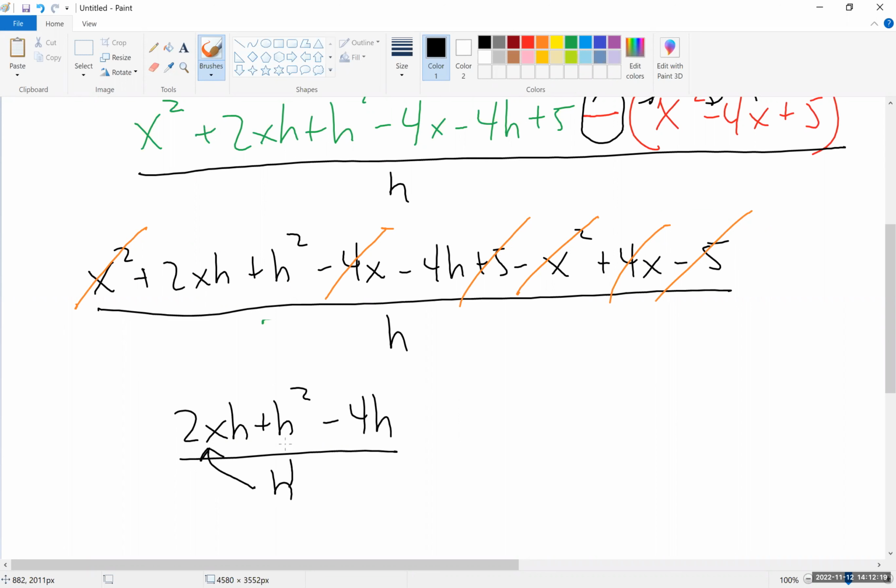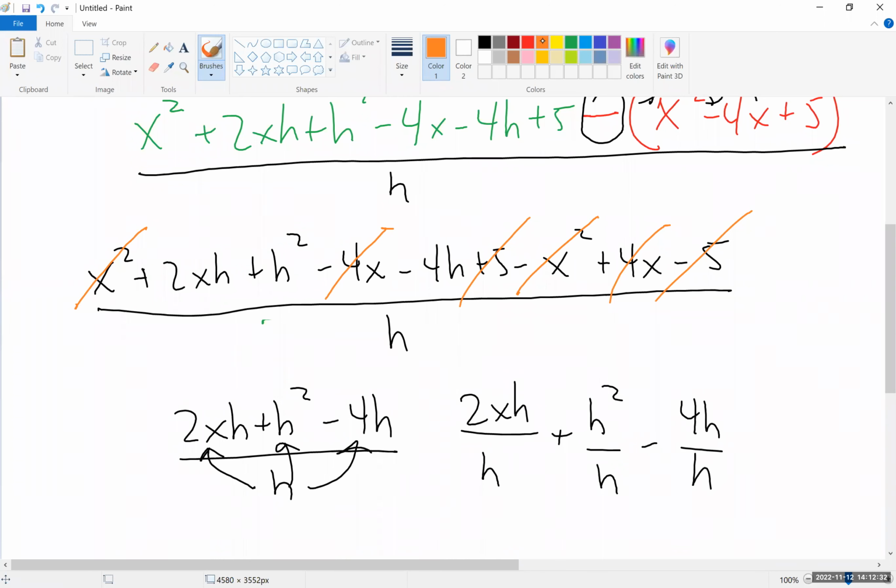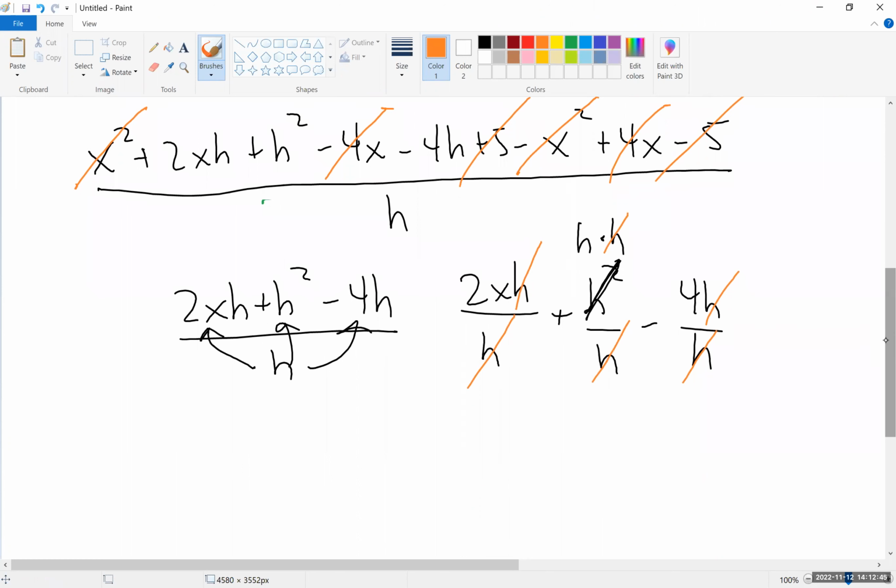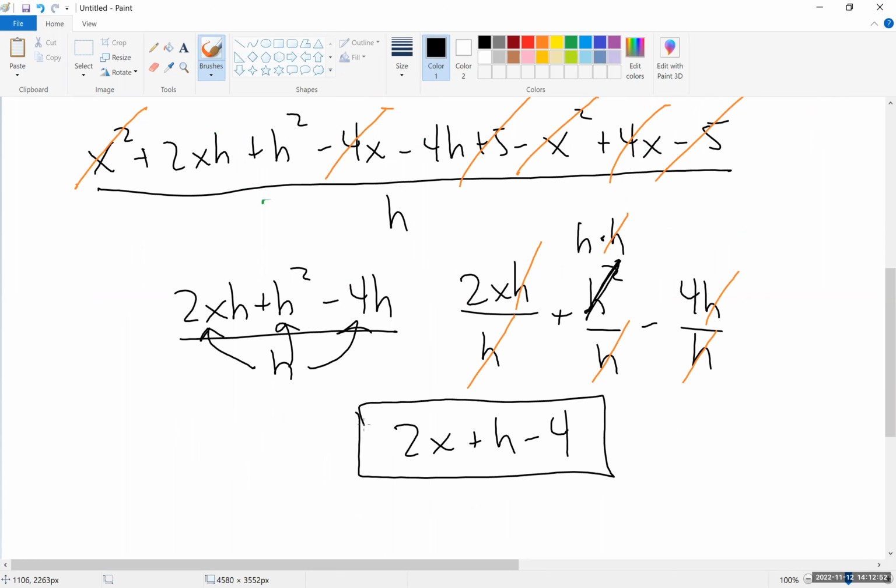The last step is to distribute your division. So it's going to be 2xh divided by h plus h squared divided by h minus 4h divided by h. And then we're going to cancel. h cancels with h, and h squared is really h times h, so one of the h's on top cancels with one of the h's on the bottom. Our answer is going to be 2x plus h minus 4. That's our answer, and that's how we enter it in MyMathLab.